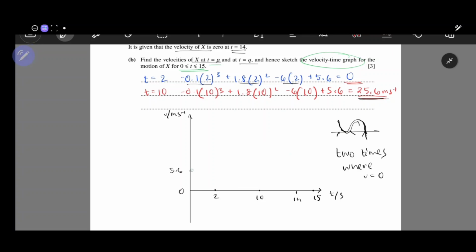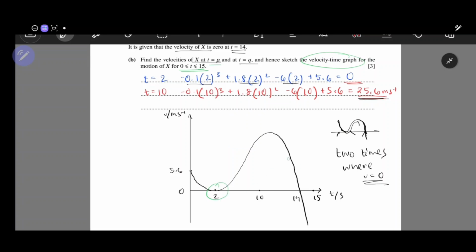If you want to draw a better sketch, let's just adjust 14. So it goes down, then it goes up, then it goes down again. This is a sketch of the velocity time graph. We need to understand that we only have 2 times where v equals 0. That means one root is being repeated, which is 2.